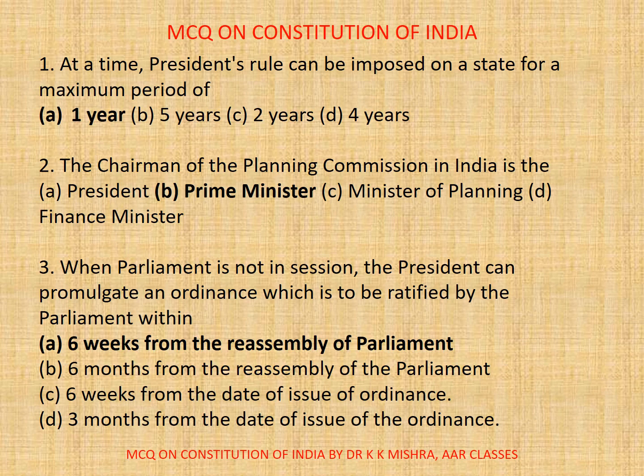Question 1. At a time, President's rule can be imposed on a state for a maximum period of A. 1 year, B. 5 years, C. 2 years, D. 4 years. Correct option is A. 1 year. Question number 2. The chairman of the Planning Commission in India is the, by the way, there is no Planning Commission as of now, it is Niti Aayog, but since the question appears, so here correct option is B. Prime Minister.